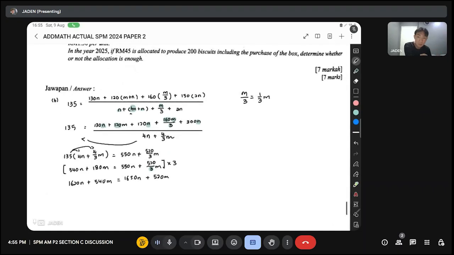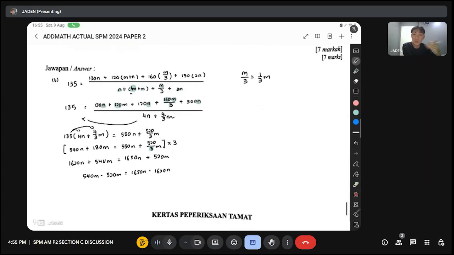So I'm going to move m on one side, n on one side. So 540m minus 520m equal to 1650n minus 1620n. 540 minus 520, I get 20, and I get 30n on my right hand side. To make it a ratio, everybody, please remember m over n. Move the n to the left, move your 20 to the right. So it becomes 30 over 20. And how do you see this is m over n, right? 30 and 20 can be simplified. They both can divide by 10. So you make sure you simplify to the simplest form. You get 3 over 2 here.